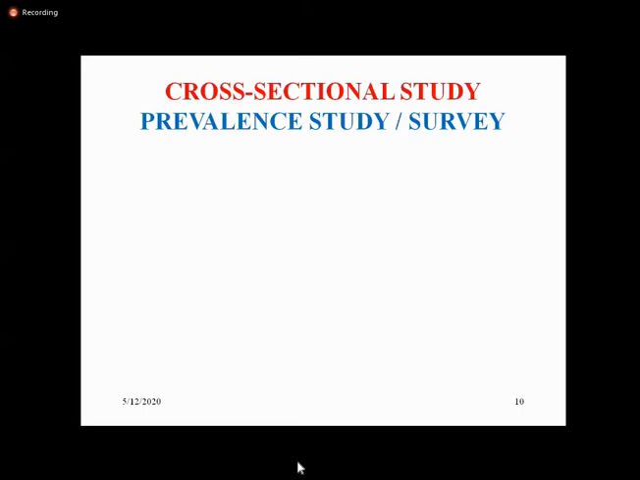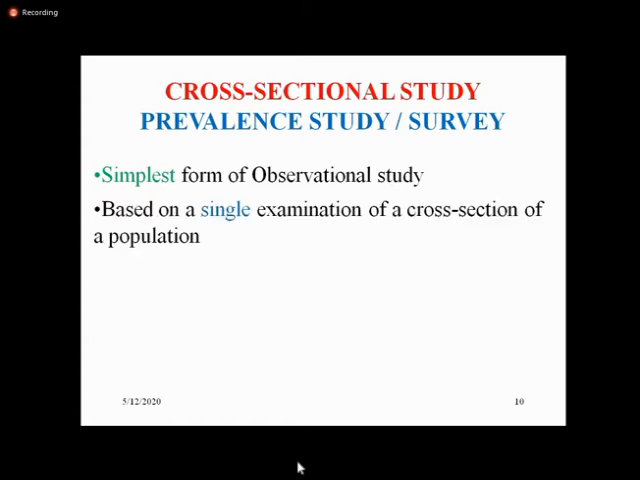Mostly we see that the different types of surveys and prevalence studies are all cross-sectional. It is the simplest form of observational study. Its weight of evidence is less than the case report or case control study designs, so it is the weakest observational study. But in the descriptive category, it has more advantages over case series and case reports.